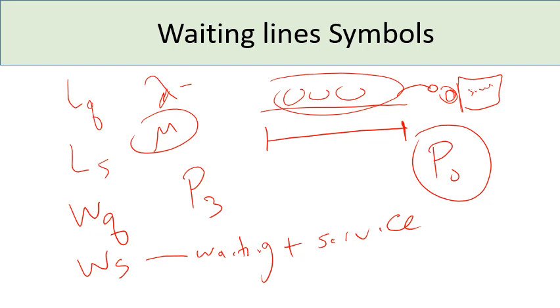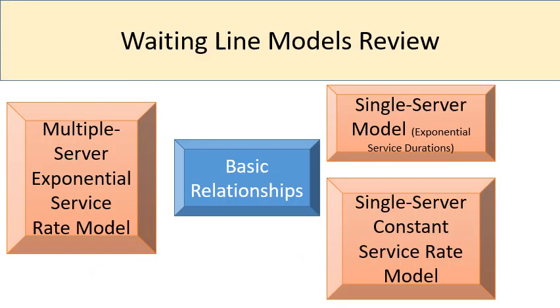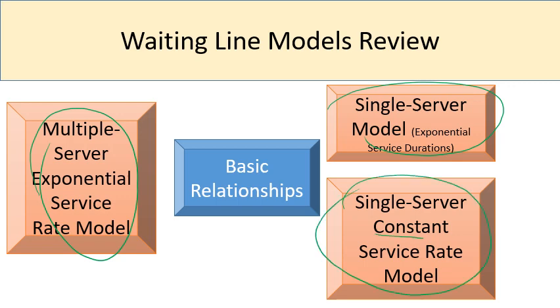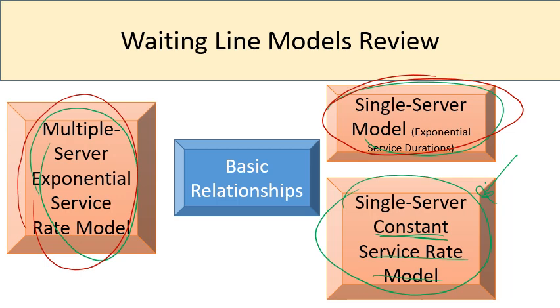We have 3 models that we're going to be seeing: multiple server, single server exponential, and single server with constant service rate. This last model, we only use if the question says constant service rate. If the question doesn't say constant service rate, then we will always be using the single server exponential model for a single server. For multiple servers, we only have one option: the multiple server exponential service rate model.